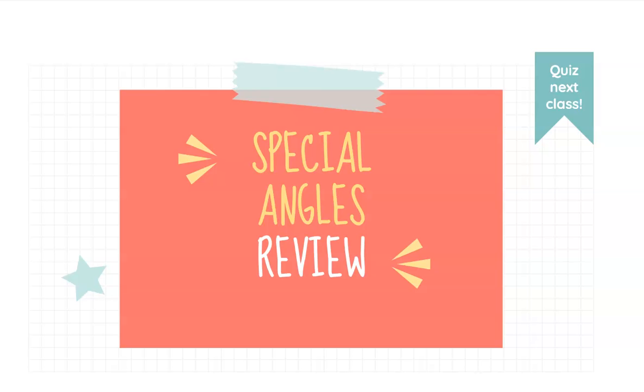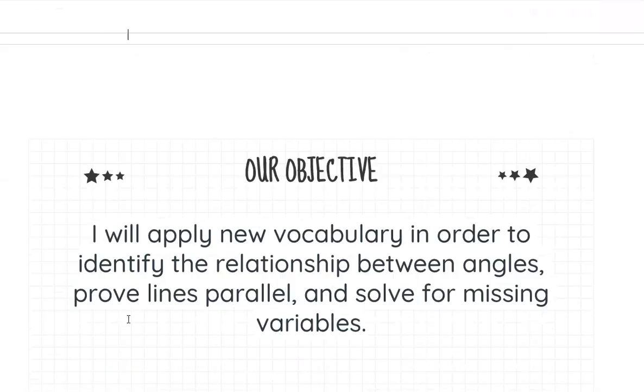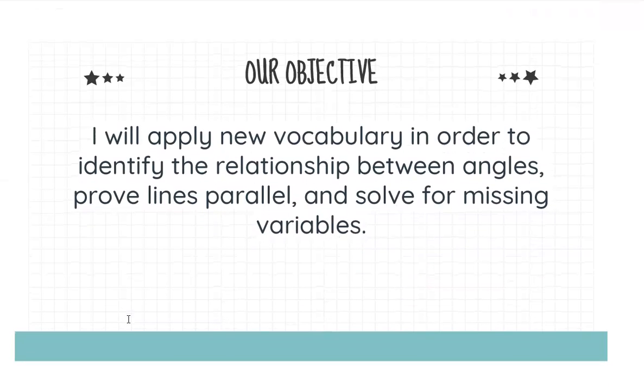Today we are going to be reviewing what we have learned about special angles to prepare for our quiz that we are taking next class. Today we are going to continue applying the new vocabulary that we've learned in order to identify the relationship between angles, prove that two lines are parallel, and solve for missing variables.